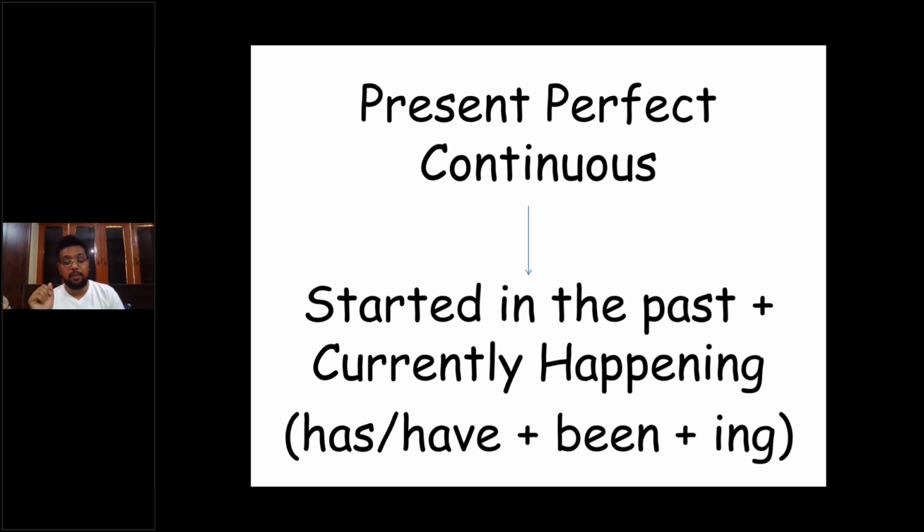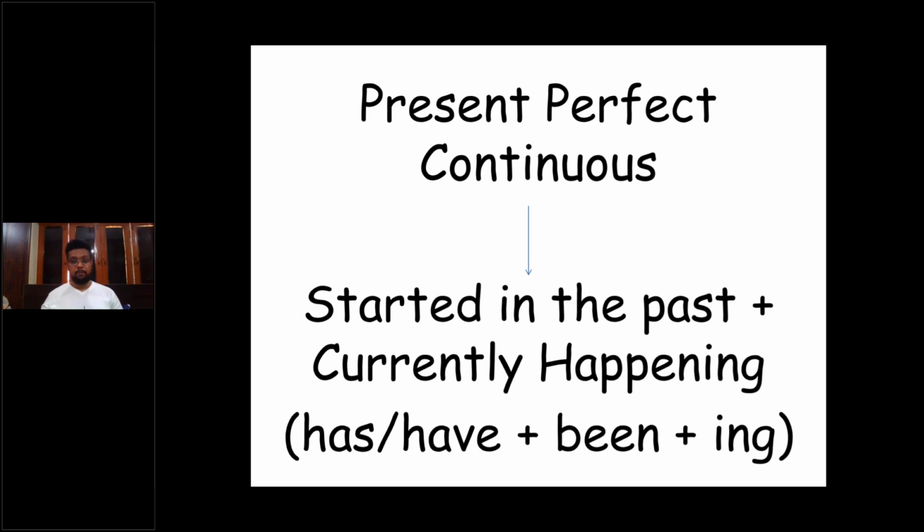So when did it start raining? In the past. When? In the morning. It started raining in the morning and still it's raining. So we are writing, it has been raining since morning. How do we recognize if a sentence is in the present perfect continuous? Has, have, been plus ing. So these are the rules of understanding a tense, especially the present tense.